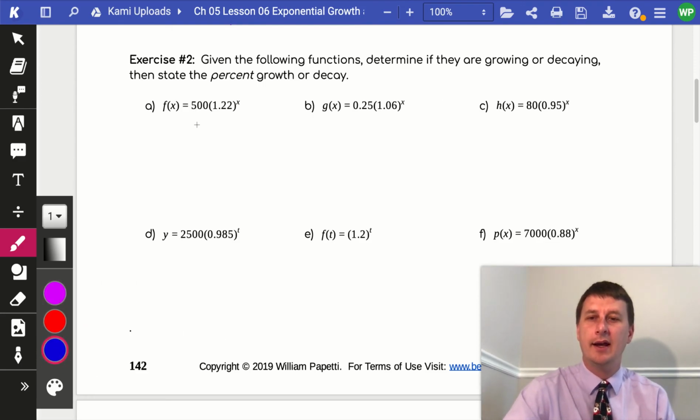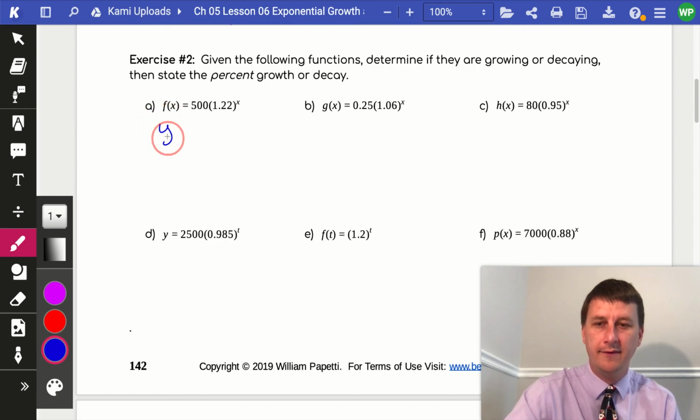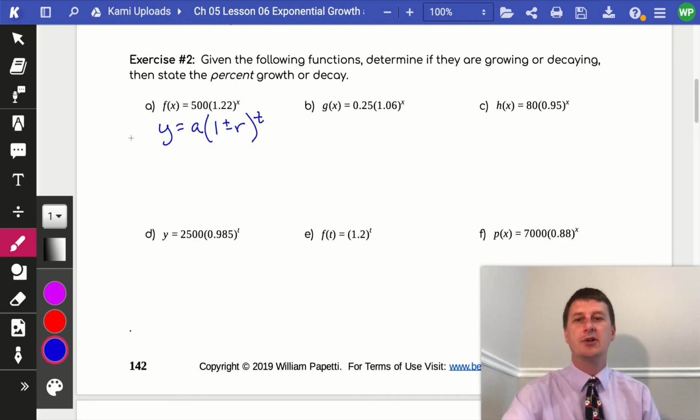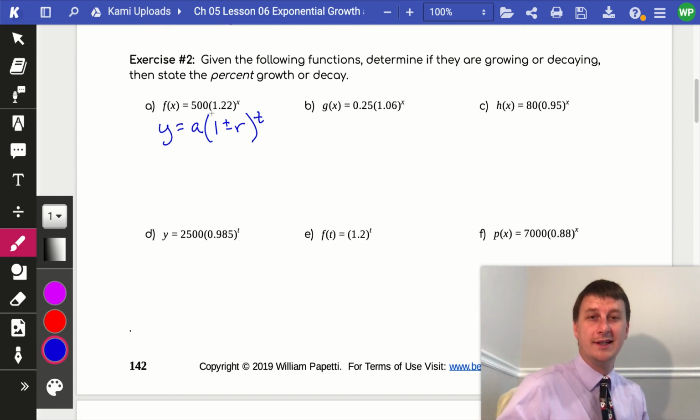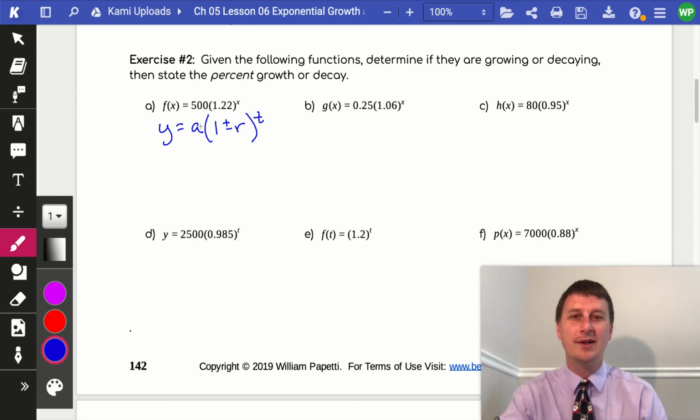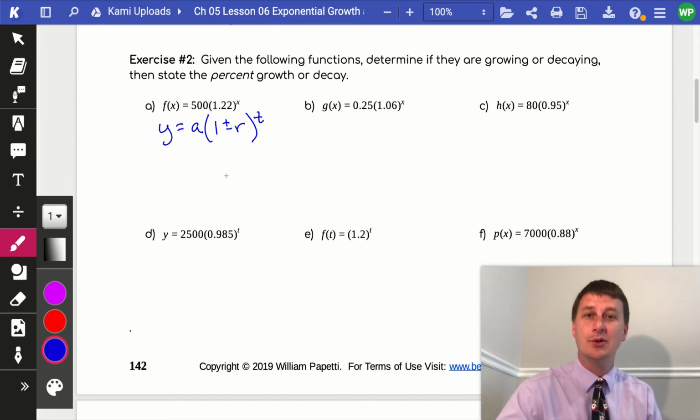So we know that f of x is equal to 500 times 1.22 to the x. And this looks like the form y equals a times 1 plus or minus r to the t power, which is our general exponential growth or decay formula. So we have this formula here. And we see that our initial amount, or our y-intercept, is going to be 500.